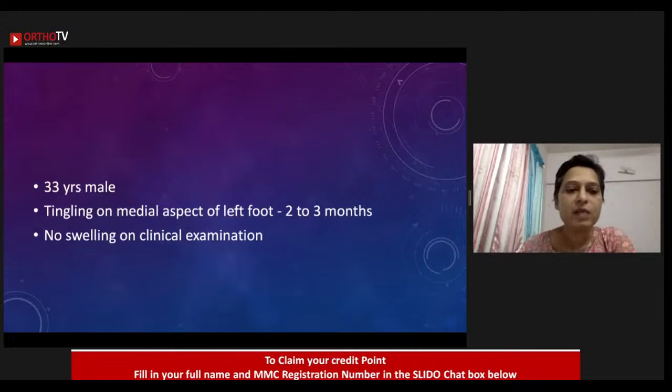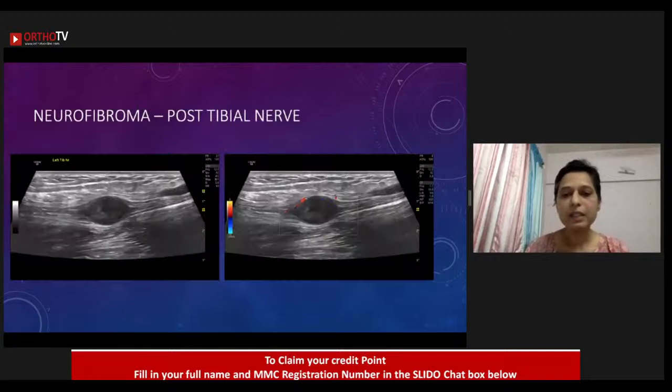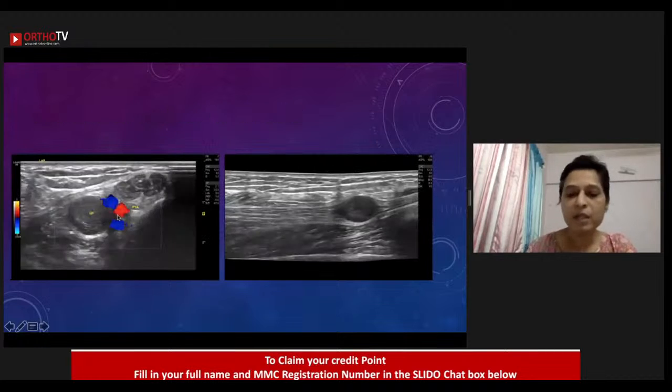This is an interesting case where a 33-year-old male was complaining of tingling on the medial aspect of his left foot, which was there since 2 to 3 months. There was no swelling on the ankle or the foot on clinical examination. When we scanned him, this is the posterior tibial nerve, and there was a very well-defined hypoechoic mass in the posterior tibial nerve. Here you can see the nerve beautifully. All the nerve fibers are seen proximal and distal to the mass. This is at the level of the medial malleolus, where you can see the posterior tibial artery, the posterior tibial veins, and this mass in the posterior tibial nerve.